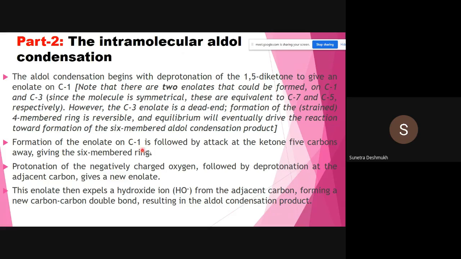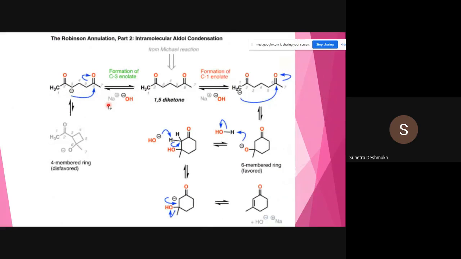So the formation of the enolate at C1 is followed by attack at the ketone five carbons away, giving the 6-membered ring. Once we get the carbanion, it will attack via aldol condensation and we will get the product. Now we will see how the intramolecular aldol condensation works.